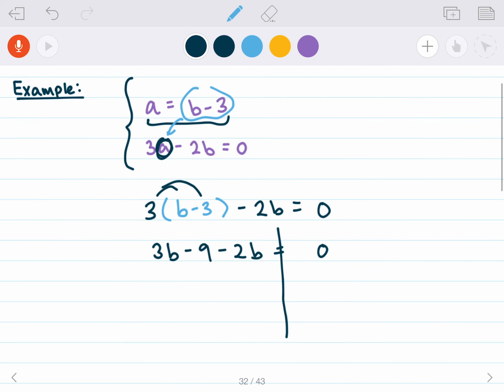On the left side, I can combine these like terms. So 3b minus 2b is 1b. And I still have the minus 9. And then I'll go ahead and add 9 to both sides to get b equals 9.